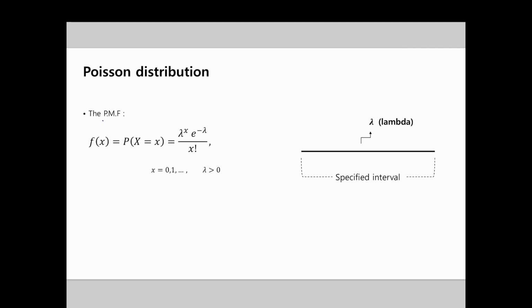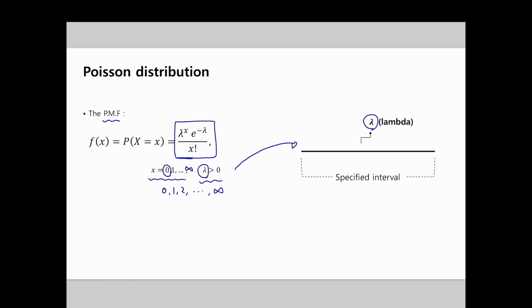The probability mass function of Poisson is as follows. It is a distribution with a positive value lambda, which is the mean of a fixed interval, as a parameter. Since the outcome of the random variable is the number of events, the range has a value from 0 to infinity, that is 0, 1, 2, and so on.